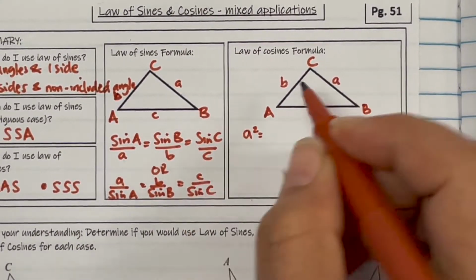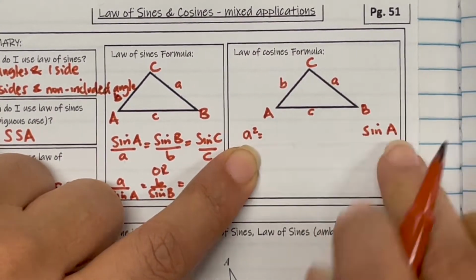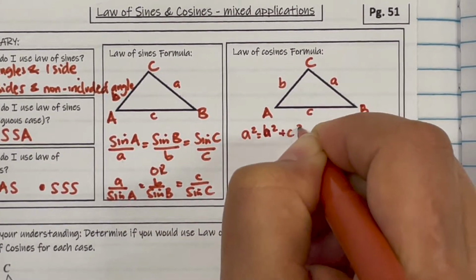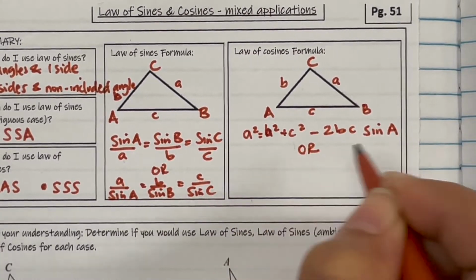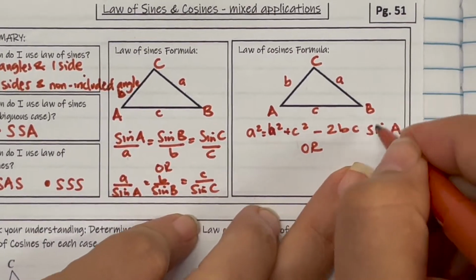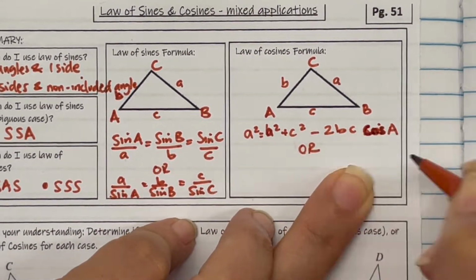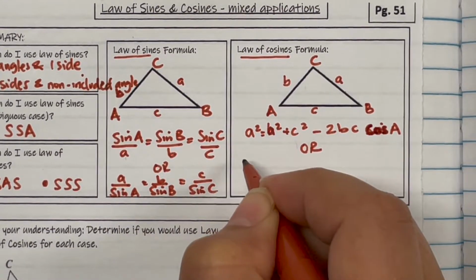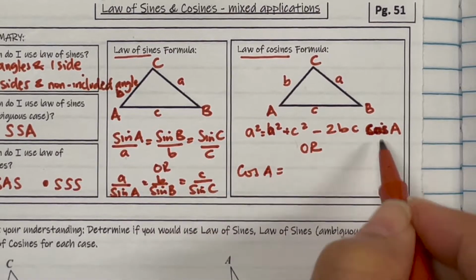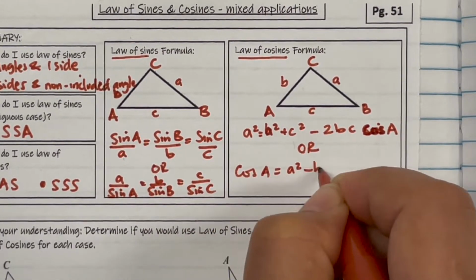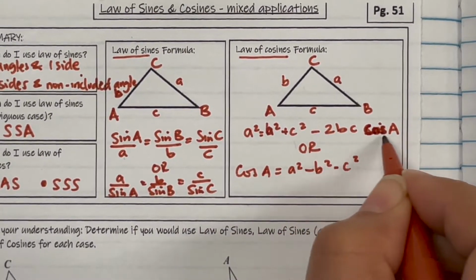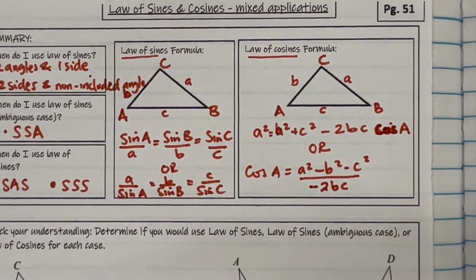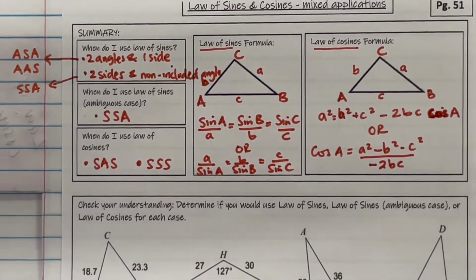The law of cosine, remember, a squared is equal to, and you have to put cosine A at the end. So a squared goes with cosine A. Then b and c go in the middle. So b squared plus c squared minus 2bc cosine A. Or you can write it in terms of the angle. To write in terms of the angle, we're going to say cosine of A is equal to a squared minus b squared minus c squared, then you're going to divide it by negative 2bc.